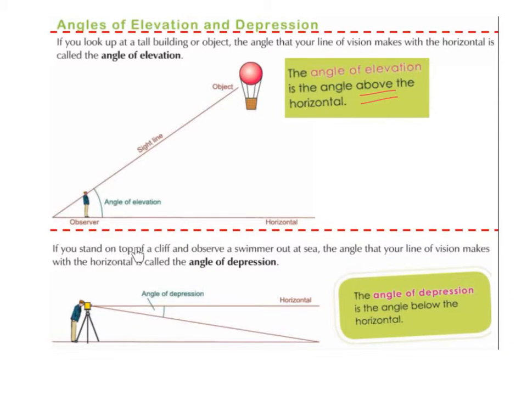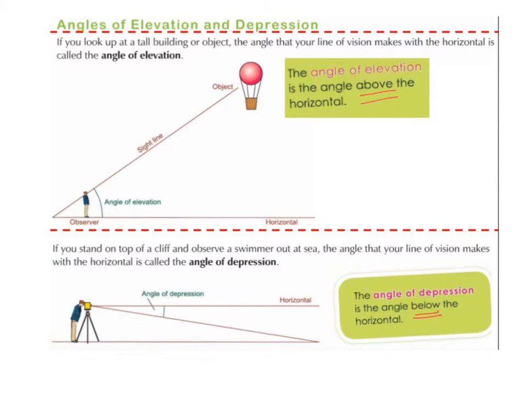If you stand on top of a cliff and observe a swimmer out to sea, the angle that your line of vision makes with the horizontal is called the angle of depression. Or in this example, we have a man standing with his camera, and the horizontal line this time actually starts at his eye line, not at the ground. And we measure the angle downwards. So we can see that this is the horizontal, and this is the other arm or ray of our angle, and this is the angle of depression between. So the angle of depression is the angle below the horizontal.